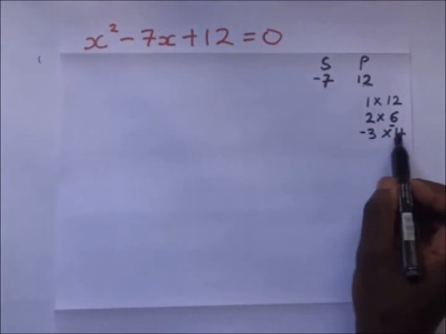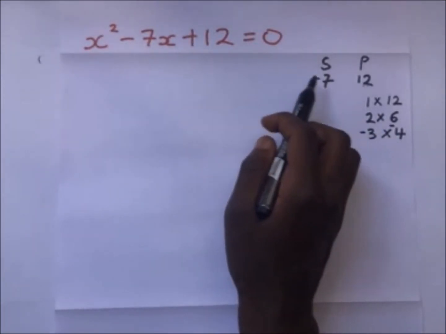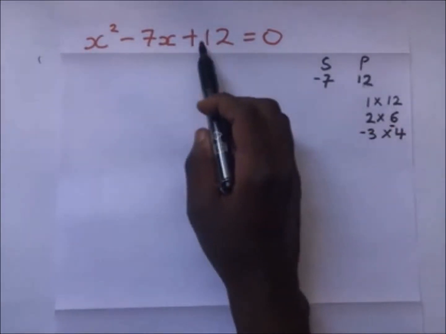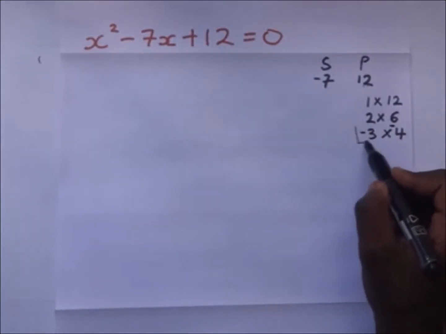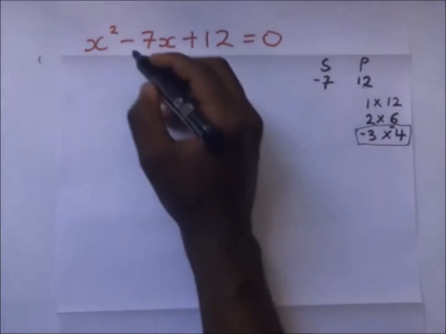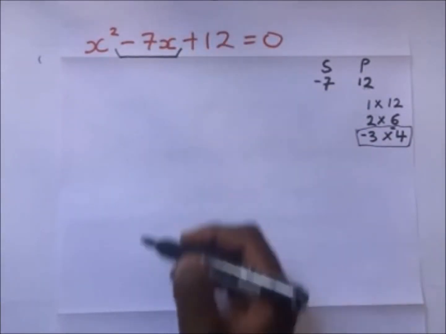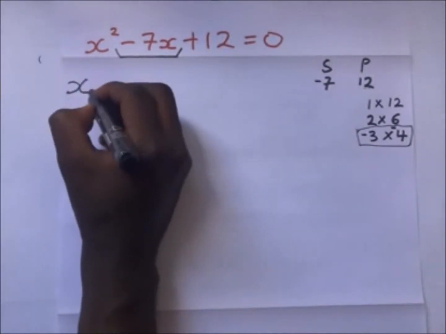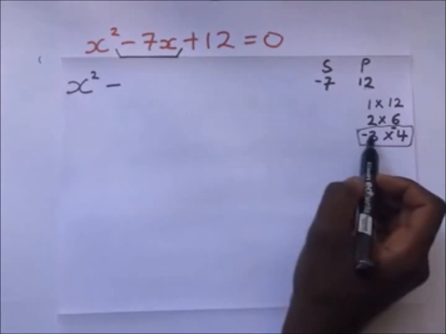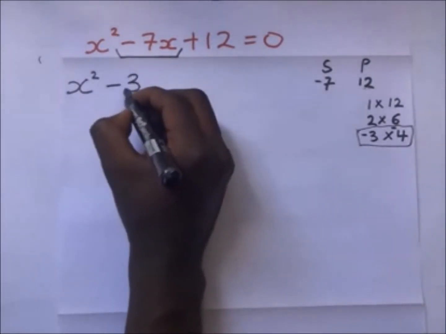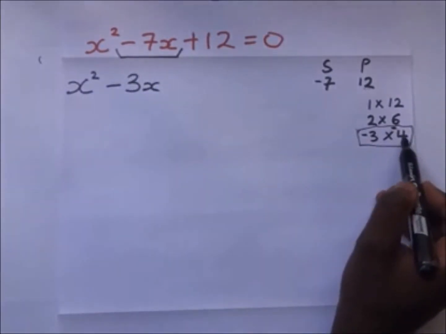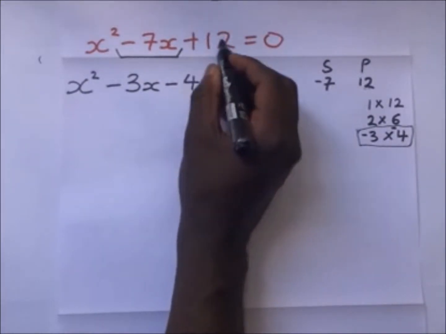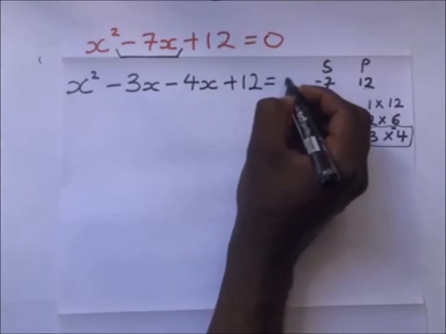So when we add these two numbers, they give us a sum of negative 7, which is that. And when we multiply them, they give us a product of 12, which is that. So these are the two numbers we shall go with. And we use them to displace this middle term. So in displacing that middle term, our next step is going to become x squared minus 3x, then minus 4x plus 12 is equal to 0.